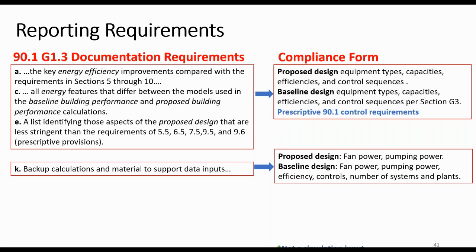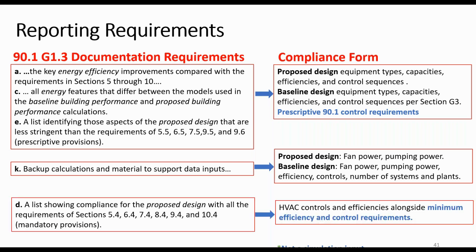In terms of backup calculations for the proposed design, depending on how you're modeling it, but typically you need to show how fan power is determined, how pumping power is determined. From the baseline, you need to show from Appendix G how the fan power was determined for this particular project, how the pumping power is determined, the efficiency, the controls, all of these items. You need to provide backup calculations, and this is automated in the compliance form.